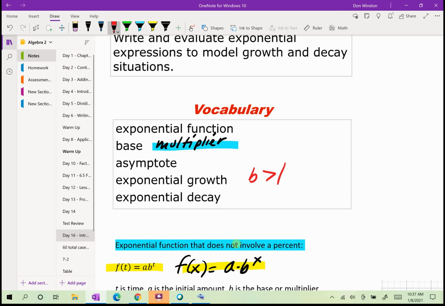If the multiplier b is less than 1, and b, the base, will always be greater than 0. Okay, always. We'll never have a negative base. And we'll never have a base, or b, that's 0, because then we just wouldn't have a function, right? We wouldn't have anything. So if b is less than 1 and greater than 0, then we'll have exponential decay. So growth, b is greater than 1, decay, b is less than 1.